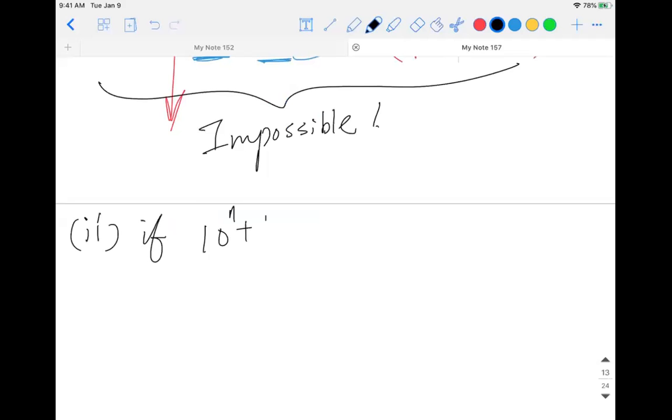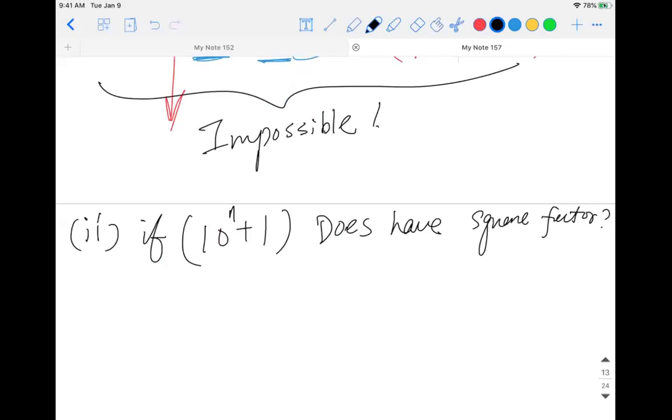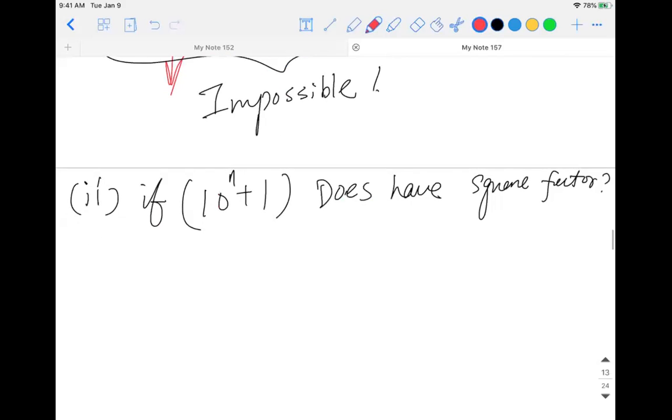If 10 to the power of n plus 1 does have a square factor, what is going to happen? Right? If it does have a square factor, what is going to happen? Again, people will say, how can I do this? You don't have to do this too much. What you're going to do is some enumeration. Think about it. If you have no idea, always start from enumeration. All the magic will speak for itself during the enumeration.